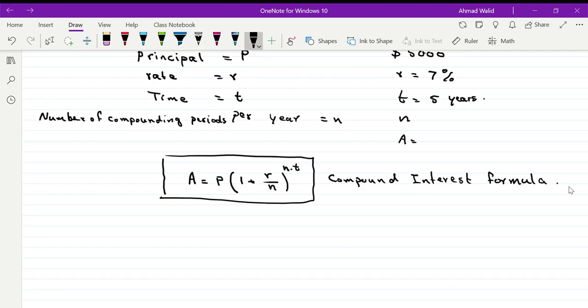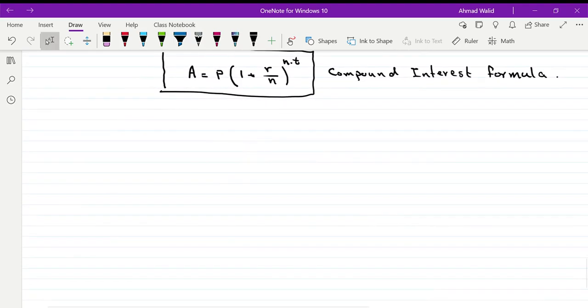I already introduced the symbols or the letters that we used in this formula and their meaning. A is the amount that you received after compounding, correct? P is your principal money. R is the rate. N is the number of compounding periods per year. And T is time, correct? Now, because we are dealing here with applications, some words and their meaning.